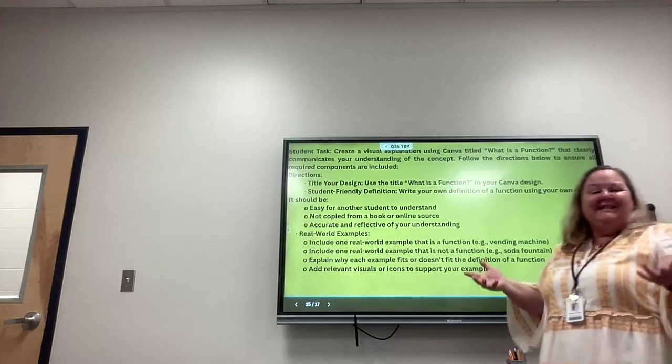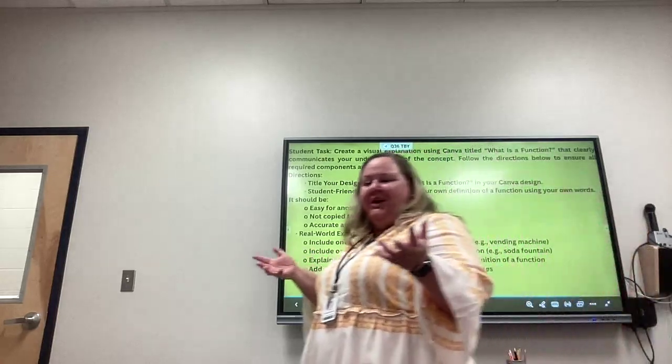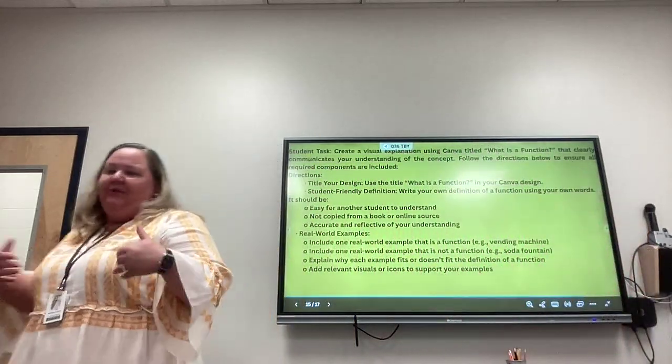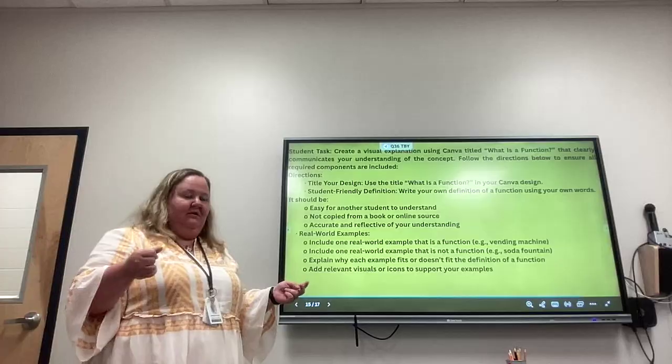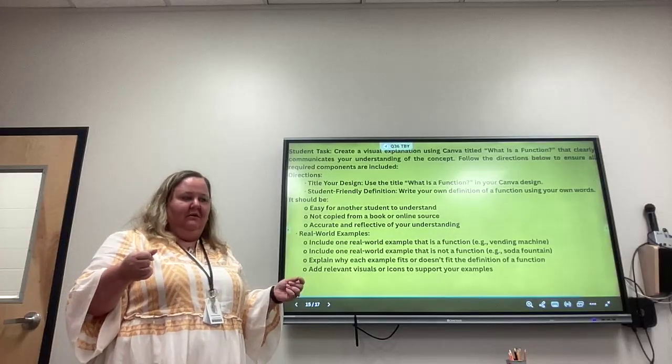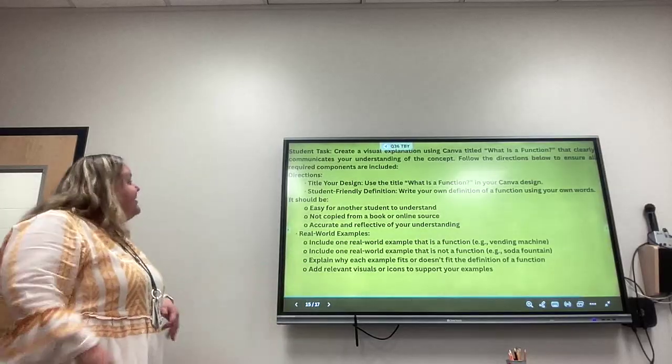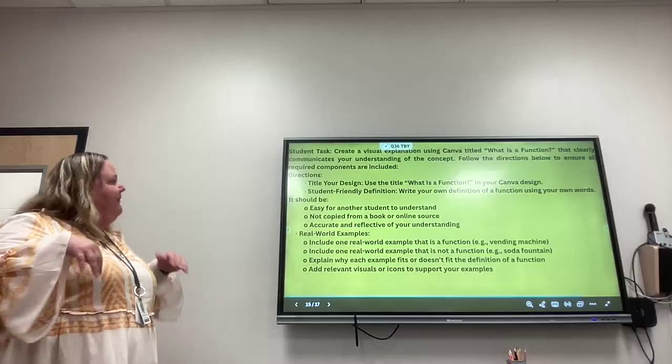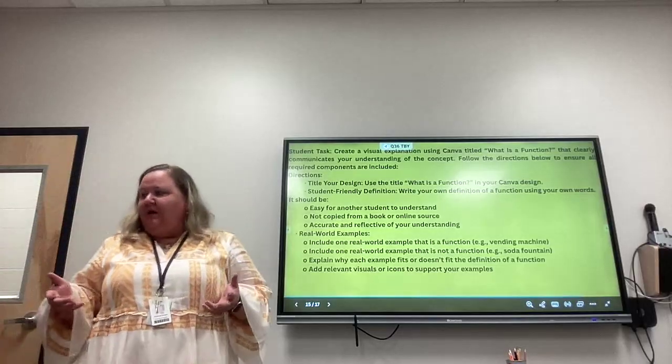And then on a table, how do we know if we have a function? If there's only one of each X. Only one of each X. So we are going to do a visual representation on Canva.